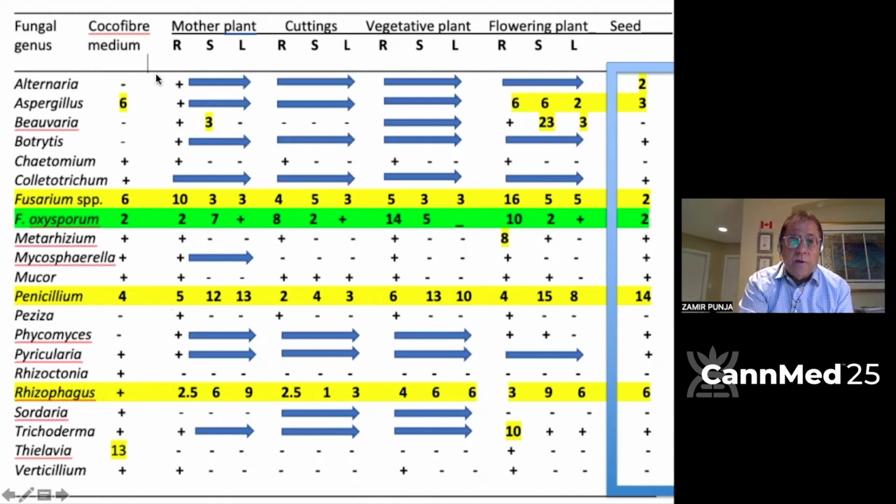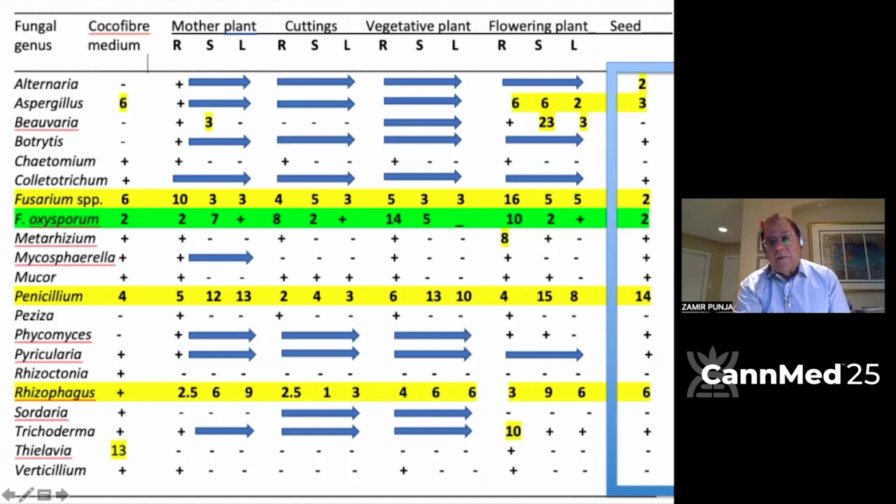Now, one thing to note is that the cocoa fiber medium was a source of many of these microbes. So, for example, Aspergillus, Fusarium, Penicillium, and the Rhizophagus were present in the cocoa fiber medium, suggesting that this potentially could be one of the sources of these various microbes that are found. Then what apparently they must be doing is getting into the mother plants, and then from the mother plants, they're transmitted over into the cuttings, the vegetative plants, flowering plants, and seeds.